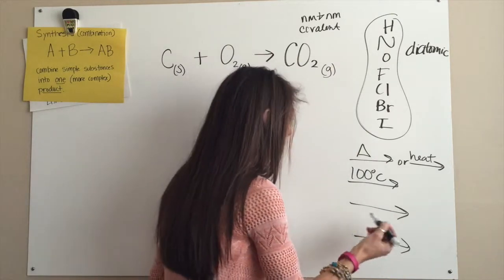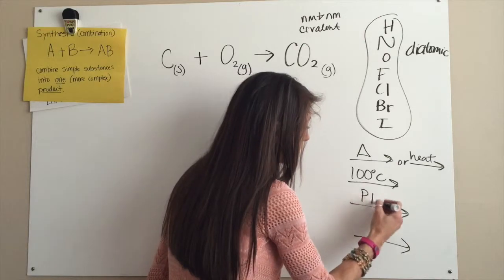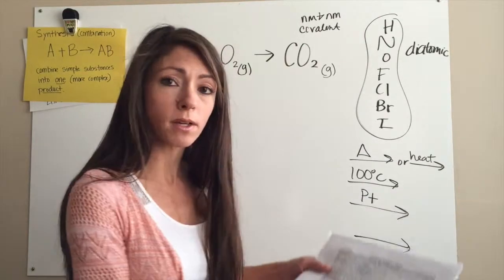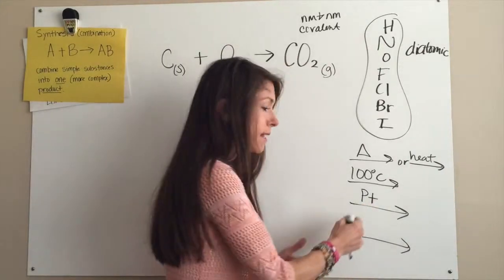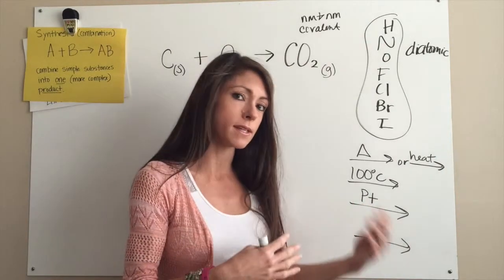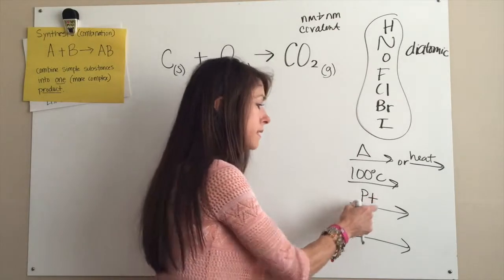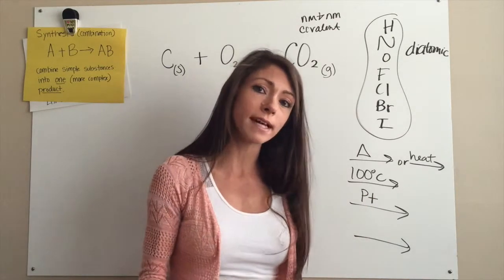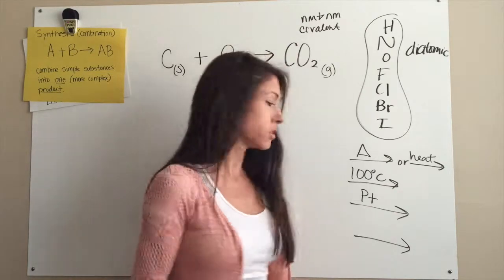You might also see, and we saw one like this in class, the element platinum, which is a transition metal here. If you see a chemical substance, whether it's an element or a compound, listed above the yield arrow, that is serving as a catalyst. It's not really involved in the reaction. It's simply speeding up the reaction rate.